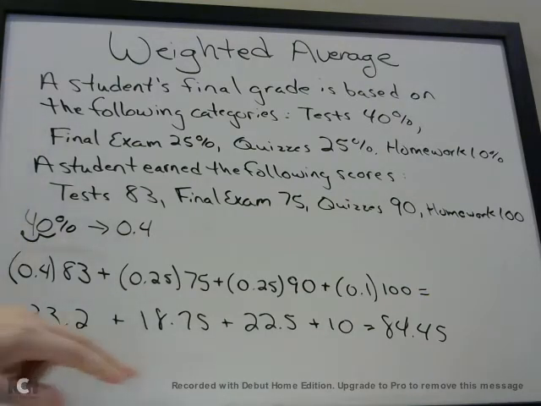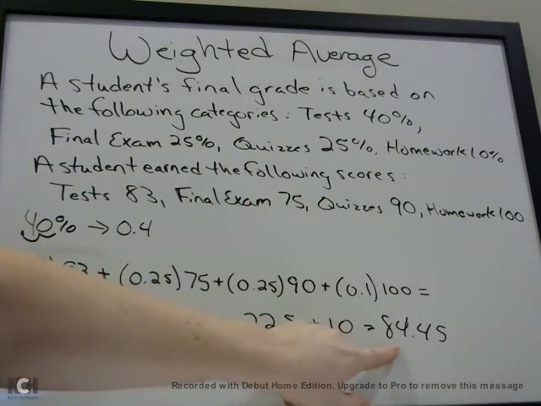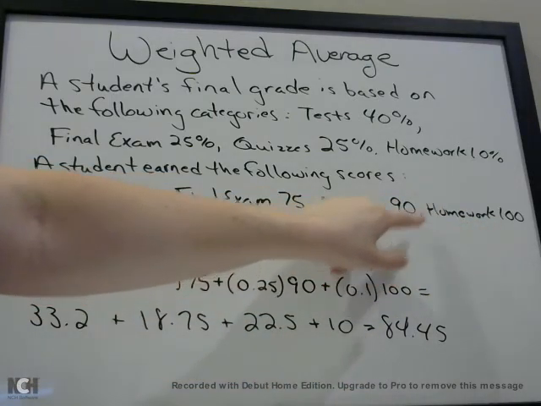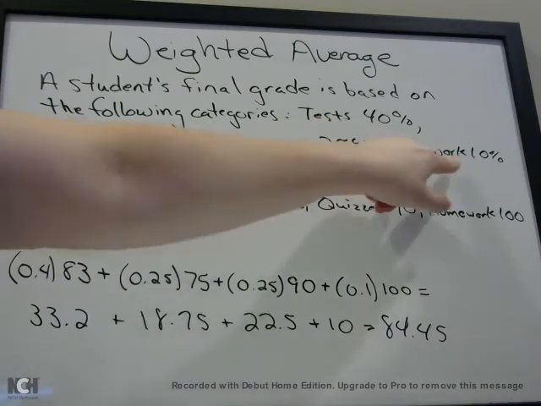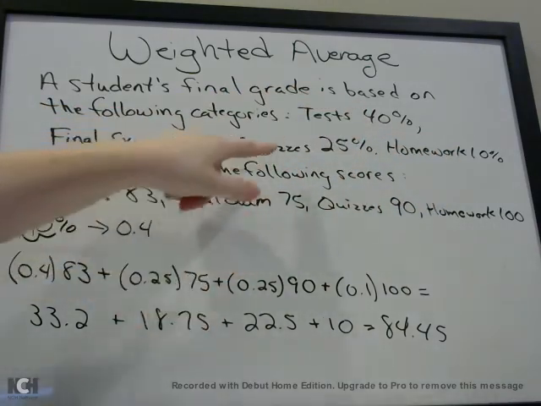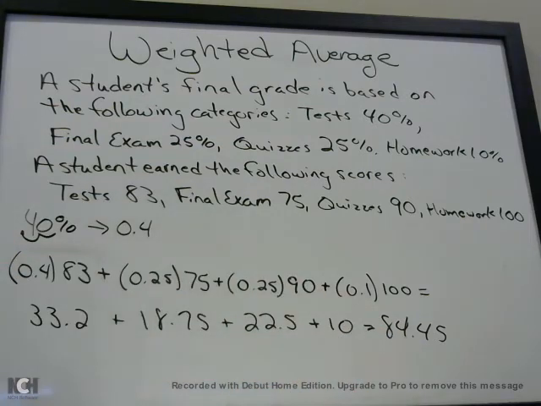You can see that they did really well on quizzes and homework, but in the end their grade was lower than that. It was only 84.45, even though they got 90 and 100. The reason is because these are weighted lower than the tests. The final exam and the quizzes are the same. So your final score is 84.5.